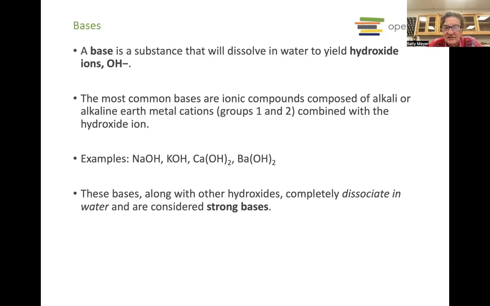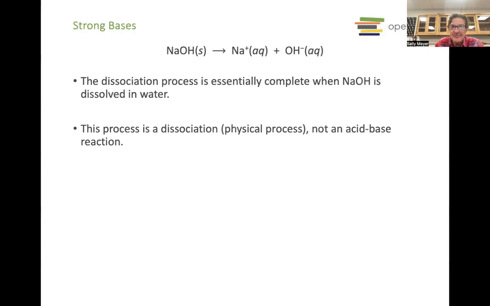So these bases, along with other hydroxides, completely dissociate in water and are considered strong bases. So you would write it, it's essentially a solubility reaction, but it's a one-way arrow. Sodium hydroxide solid dissolves when you put it in water to make Na+ and OH-. So the dissociation process is essentially complete with sodium hydroxide. That means all of the sodium hydroxide you put into water will be pulled apart to form Na+ cations and OH- anions. This process is a dissociation, not an acid-base reaction. So just dissolving this is not an acid-base reaction.